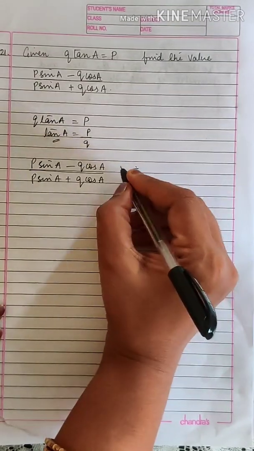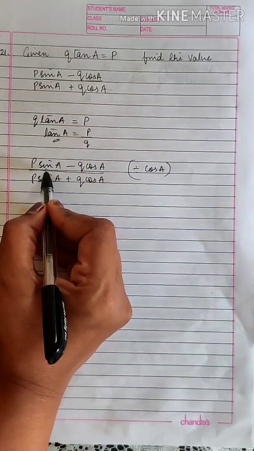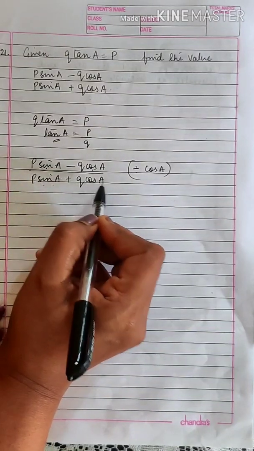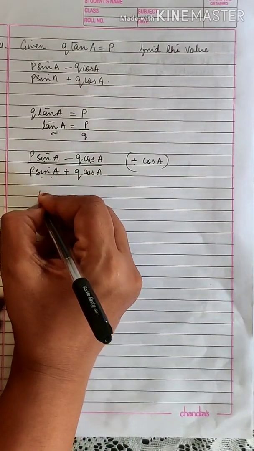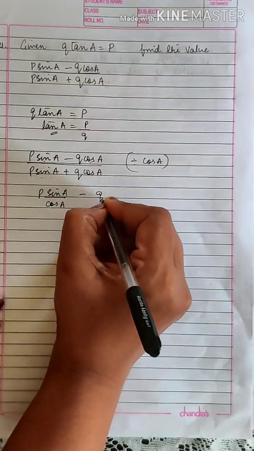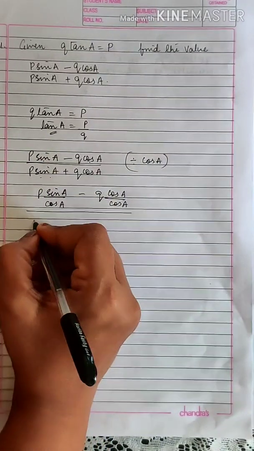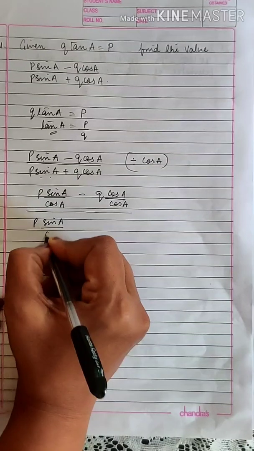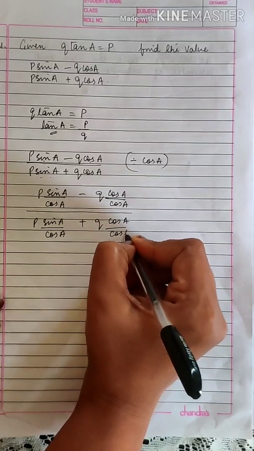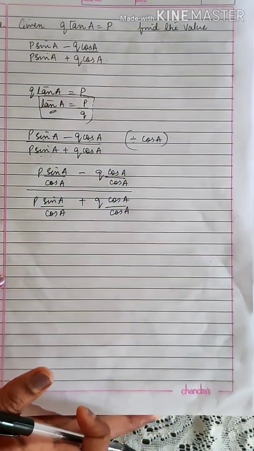What you can do is divide the whole expression by cos A. So when you divide by cos A, this will become sin A by cos A, this will become cos A by cos A, again this will become sin A by cos A, and this will become cos A by cos A. So this P of sin A by cos A minus Q of cos A by cos A upon P of sin A by cos A plus Q of cos A by cos A. Here the intention is to get the ratio tan. So sin A by cos A is tan.